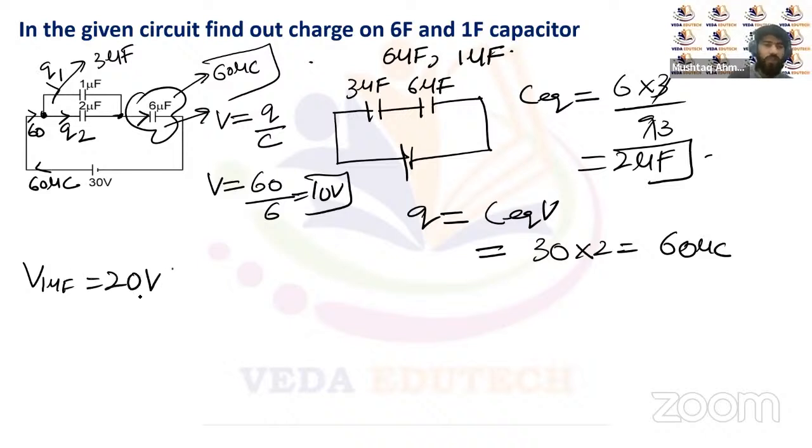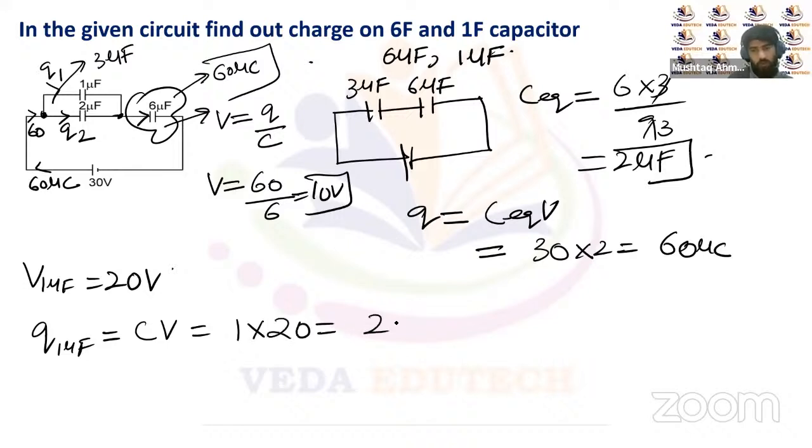It will be 20 volts, right? So the charge stored in the 1 microfarad will be Q1, right? Q1 microfarad is equal to the capacitance of that capacitor multiplied by the potential across it, right? That will be 1 multiplied by 20, which has to be equal to 20 microcoulombs, right? So 20 microcoulomb will be the charge on the 1 microfarad.